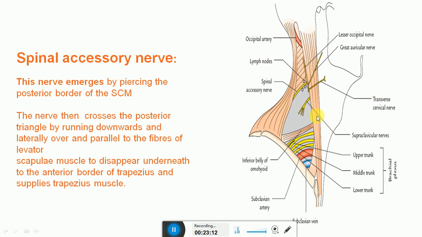Now see a few important words about the spinal accessory nerve. This is the sternocleidomastoid muscle. At the posterior border, this spinal accessory nerve is arising. ठीक है, इसके नीचे जो मसल प्रेजेंट रहती है, that is levator scapulae. It is running there. Okay, this is the direction of muscle fibers. So this nerve is running parallel to these muscle fibers, and it will supply trapezius.